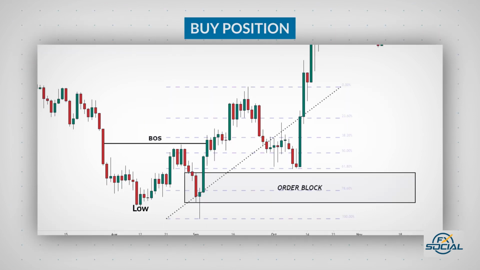Below is an example of market structure breaking on the 4-hour chart to the upside, and then dipping back into an order block. You can use the Fibonacci retracement tool here for confirmation. Connect the low here to the high here and wait for a retracement to the 50 or 61.8 or 78.6 Fibonacci level. The best entry is 78.6.